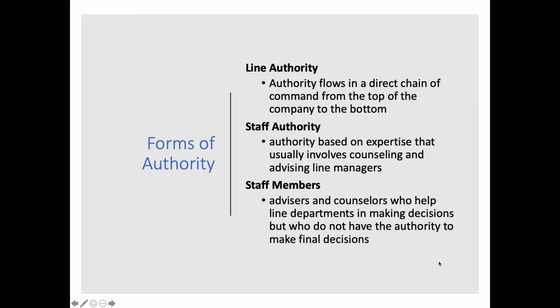And these are some of the ways to look at some of the possible solutions. Now, there are various forms of authority in delegation that will work. And you can see some of them here. Line authority: authority that flows in a direct chain of command from the top of the company to the bottom. And we realize that's what's supposed to happen legitimately.